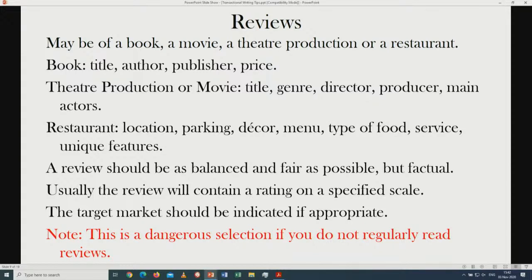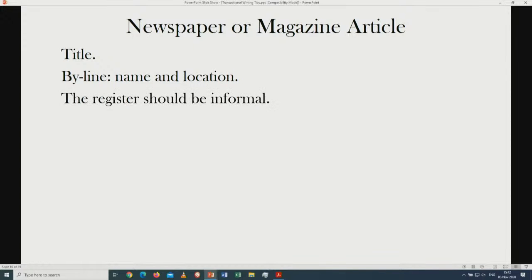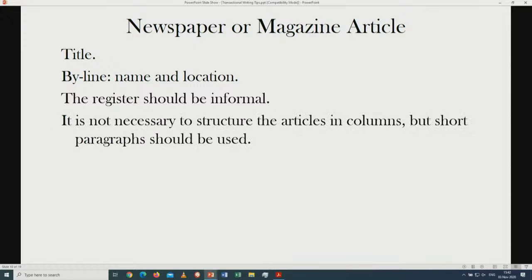Oh, I've put that in there. Dangerous selection. Okay, newspaper or magazine article. This one is recommended. All of you have read newspaper or magazine articles. By all means, go for it. Select this one. It's not a booby trap. The title and the byline, that's your basic format. Byline, name and location. Informal register. Because it's informal, it normally produces a good result.